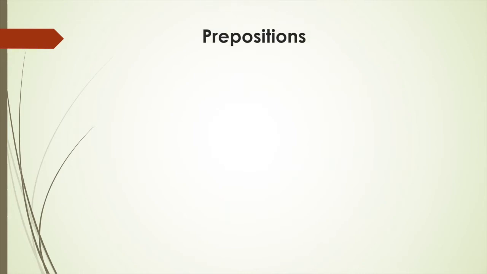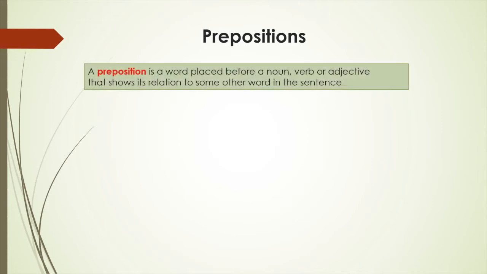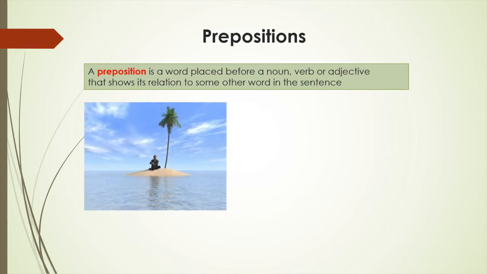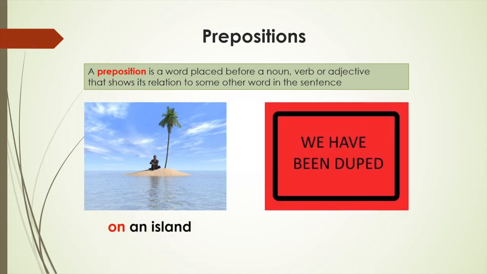sometimes. So prepositions, that's our business today, is a word placed before a noun, a verb, or adjective that shows its relation to the other words in the text. Now, that's the reason why I believe prepositions are basically the glue that binds a text together. We use them all the time. For instance, you see this man on an island. We don't have a choice there. We are not allowed to say at or in an island.